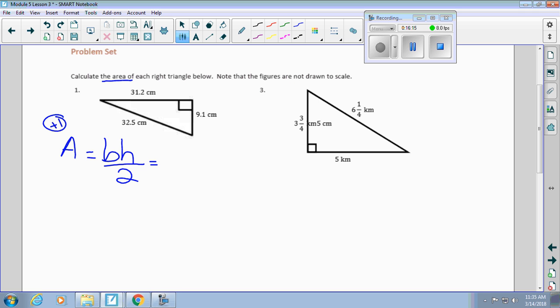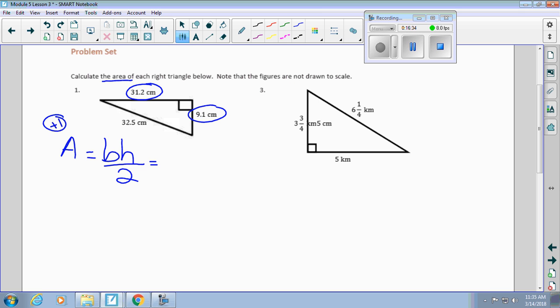Jonathan. 9.1 and 31.2. Very good. Yes. So what you're looking for is the right angle, and then you're looking for the 2 sides adjacent to that angle, the 2 sides that form that vertex. Okay? You're looking for a perfectly square corner there.